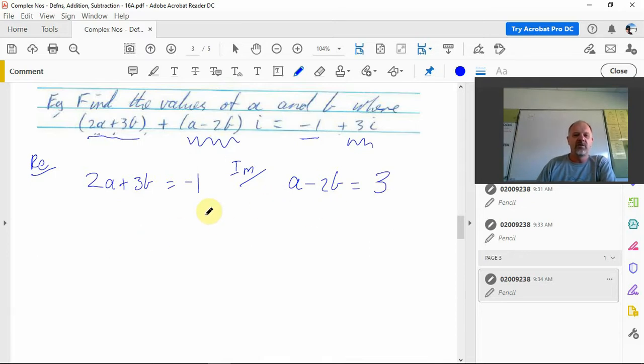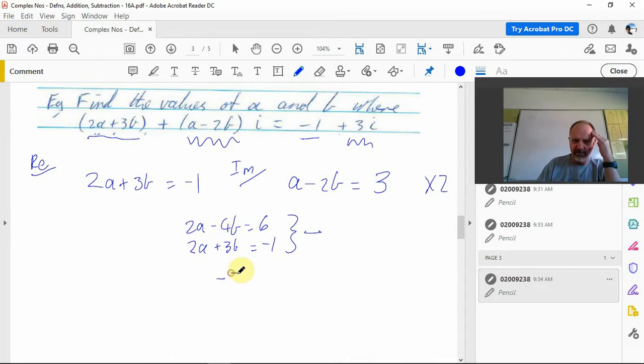All right, so we need to solve these. So I've got 2a there and just 1a there. So what I'm going to do is times all that by 2. And so when I do that, I get 2a minus 4b equals 6. I'm just going to bring that one down, 2a plus 3b equals -1. I've got to eliminate the a's, so if I subtract, I've got 2a minus 2a, which is no a's, minus 4b minus another 3b is -7b. 6 minus -1 is 7, so b is -1.